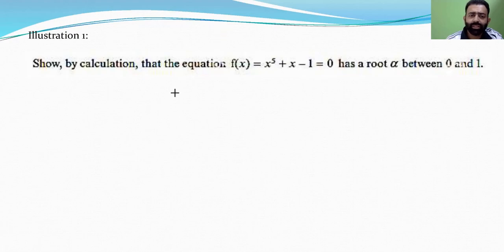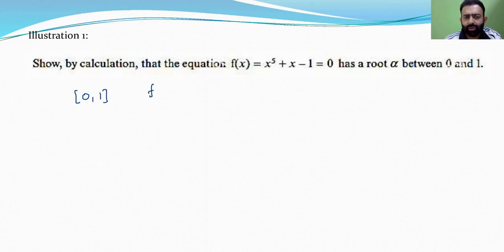So the first question is that we have to show by calculation that the equation f(x) = x^5 + x - 1 = 0 has a root alpha which lies between 0 and 1. So we have to show that the root is lying between 0 and 1. That means the function is changing its sign within this interval 0 and 1. So how can we show this? We have been given an interval 0 and 1.